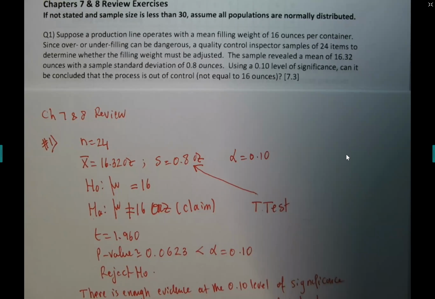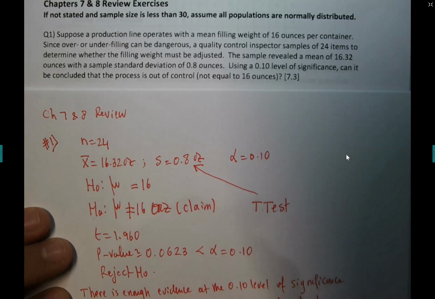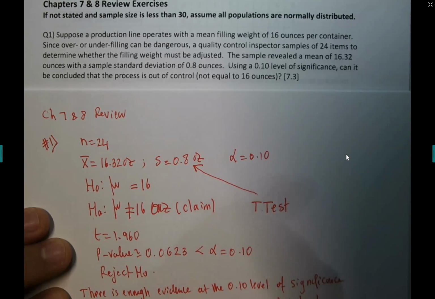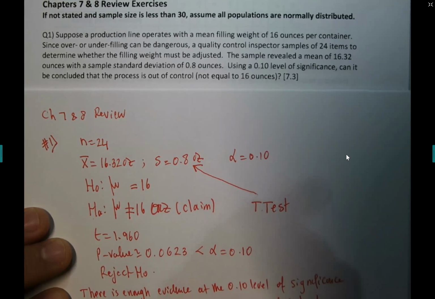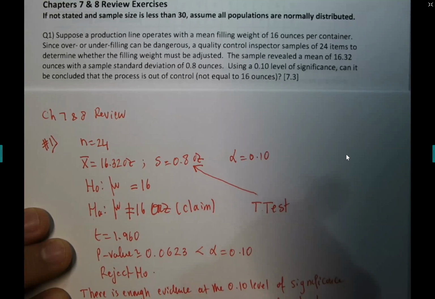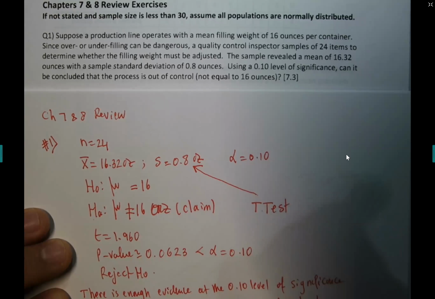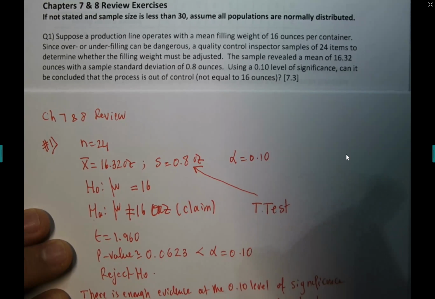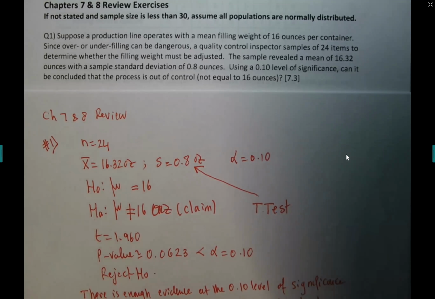Well, if it is different from 16 and we supported that, it could be more than 16, it could be less. This is where they need to readjust the machine. So let me just put the filling weight should be adjusted. All right, so that's number one, guys.